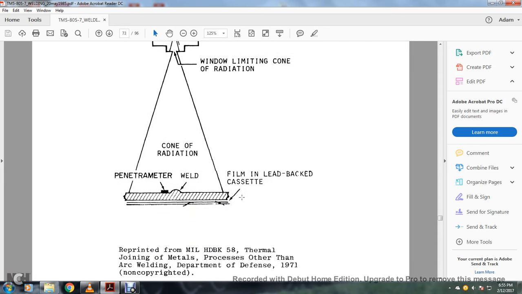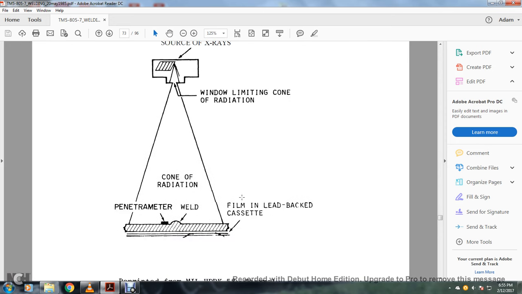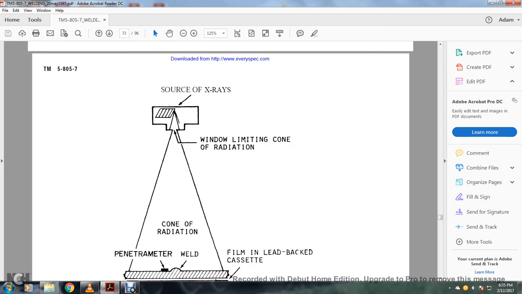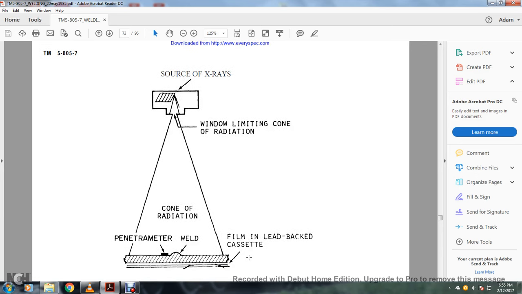Alright, this shows the radiographic setup. You have your source of X-rays, a window limiting the cone of radiation, the cone of radiation penetration, the penetrameter, weld, and film in the lead-backed cassette.